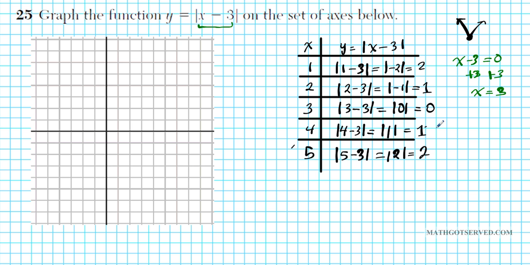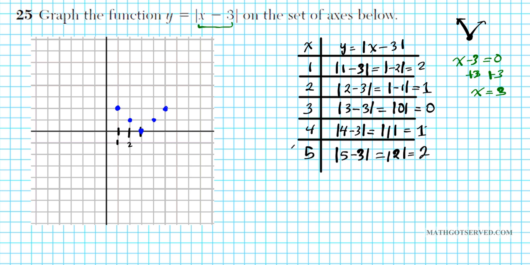Okay, so all we're going to simply do now is just graph these points. So when x is 3, y is 0, so 1, 2, 3. Our graph should look like a V, okay? That's what absolute value functions look like. Now, when x is 4, y is 1. And when x is 2, y is 1 also. When x is 5, y is 2. And when x is 1, y is 2 also. Okay? So there goes your absolute value function.